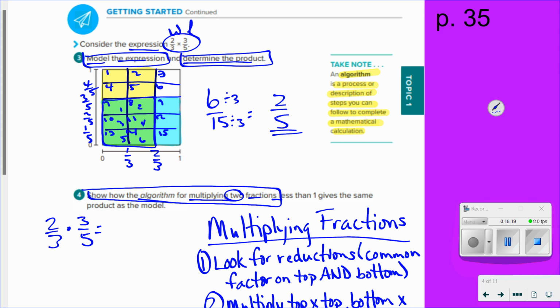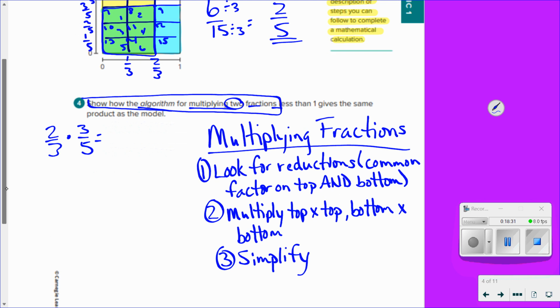Guys, because here's the deal. We're doing this to cement this in your minds as to why. From now on, it's not going to be cementing it why. We're going to be doing mostly just the math. Okay? So now let's look at the algorithm, because now we're supposed to use our algorithm. So our algorithm says look for reductions, common factor on top and bottom. In other words, I'm going through my 4 key numbers and saying, is there a number on top and one on bottom I can divide it by? Is there a number on top and bottom I can divide by 2?